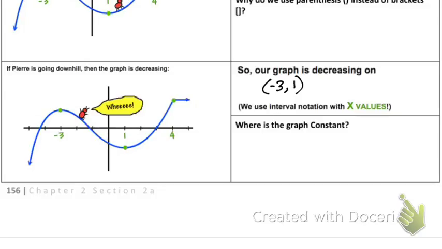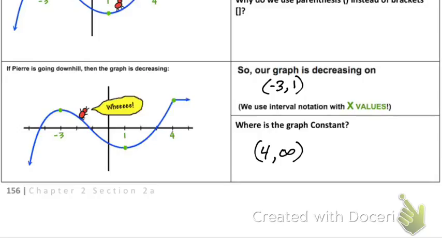Last thing I'm going to talk about is constant. He's not going uphill or downhill. That doesn't mean I'm going to count all of these points. Nothing is happening at -3. Nothing's happening at 1. You need at least 2 points to know if you're increasing, decreasing, or constant. So the only place Pierre is constant is at 4 to infinity, because that arrow just keeps going and it's still flat. So don't ever say, at 1, that's constant. Because it's not. He's changing from going downhill to uphill. It's a changing point. So nothing's really happening there.